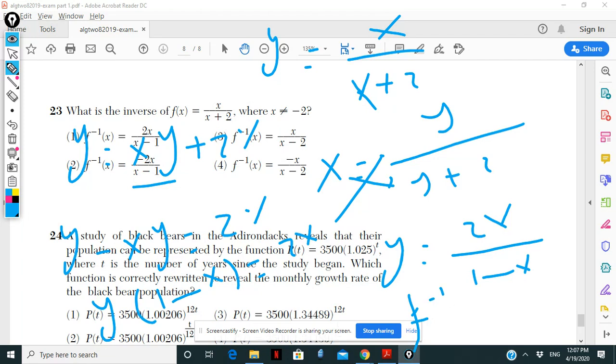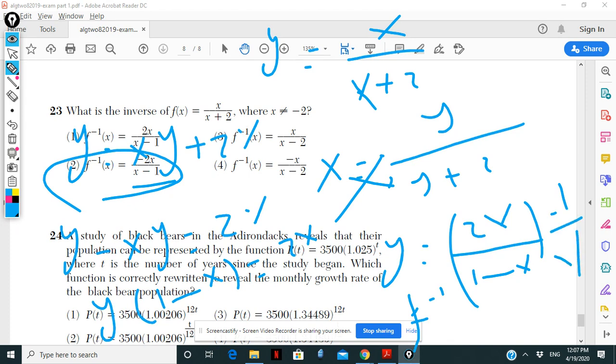So the answer should be, okay, it's number 2. It's not the same form, but if you multiply by negative 1 over negative 1, it's going to give you the same answer. So it's going to be negative 2x over negative 1 plus x, so I multiply by the same value. Okay.